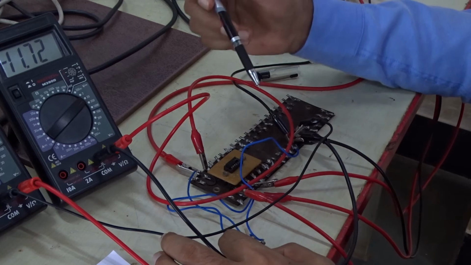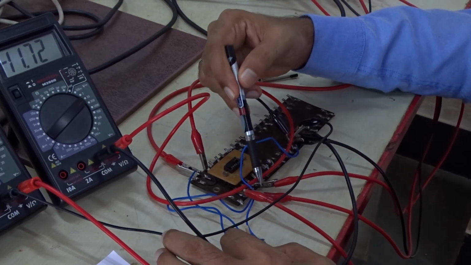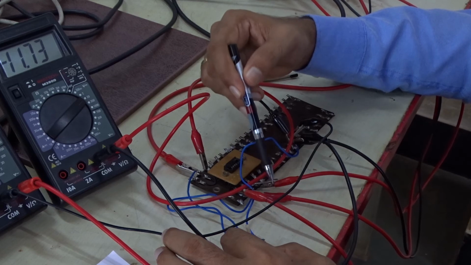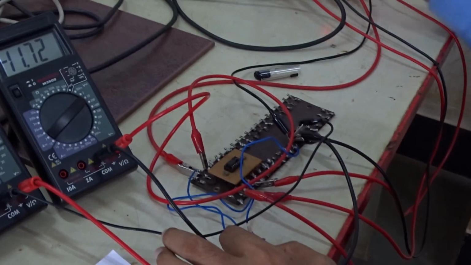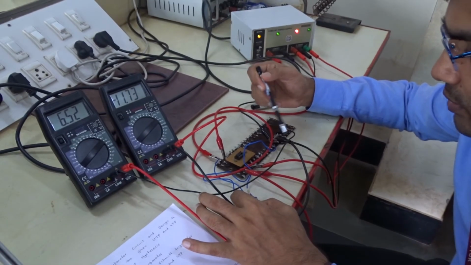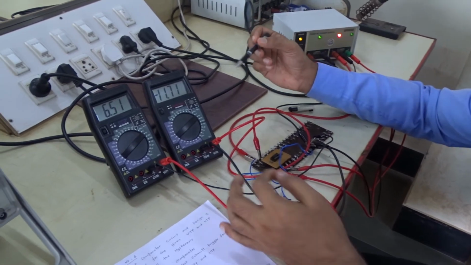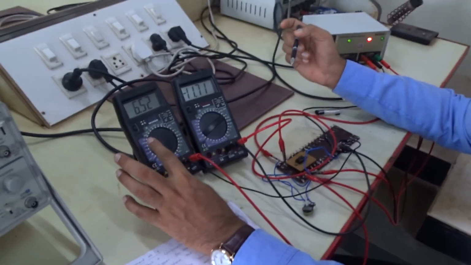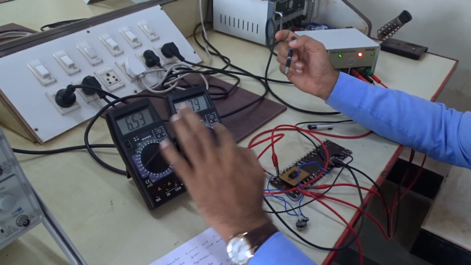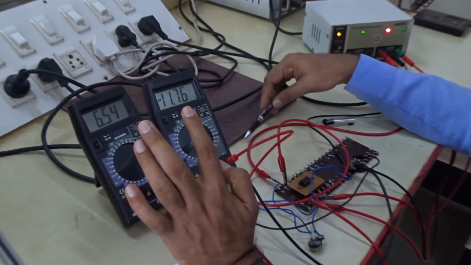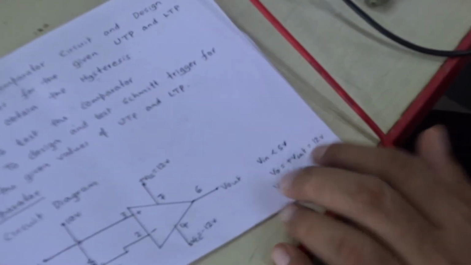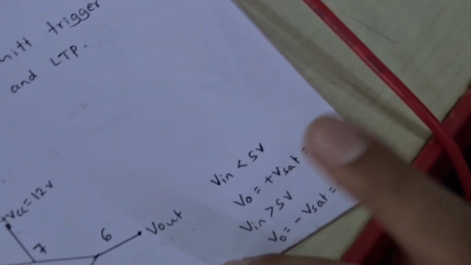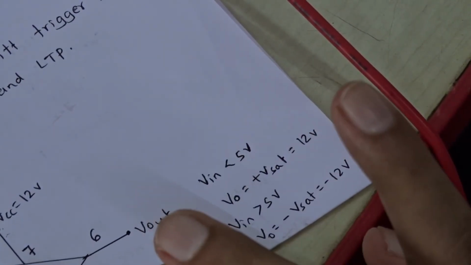This is the potentiometer, and pin number 3. The pin number 3 is the non-inverting input, which is connected to 5 volt, and the negative of that is connected to ground. So this is a common point where all the ground terminals are connected. Now, as I mentioned, two multimeters are used here. This is to check the input voltage, and this one is used to check the output voltage. When voltage is less than 5 volt, we are expecting the output as plus 12 volt. When input voltage is greater than 5 volt, we are expecting the output to be minus 12 volt.